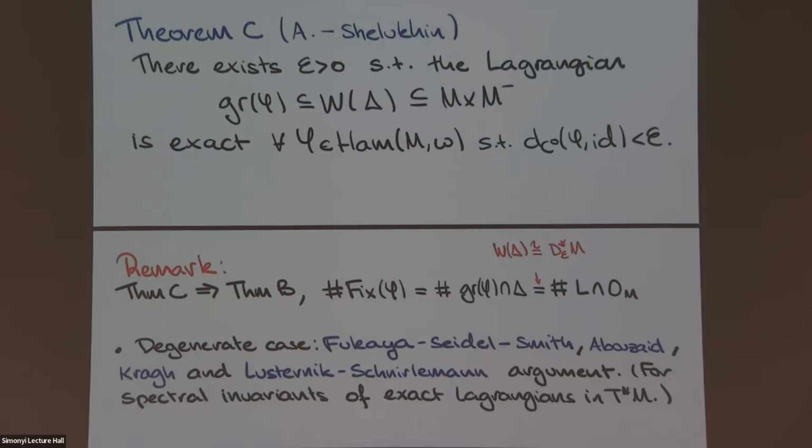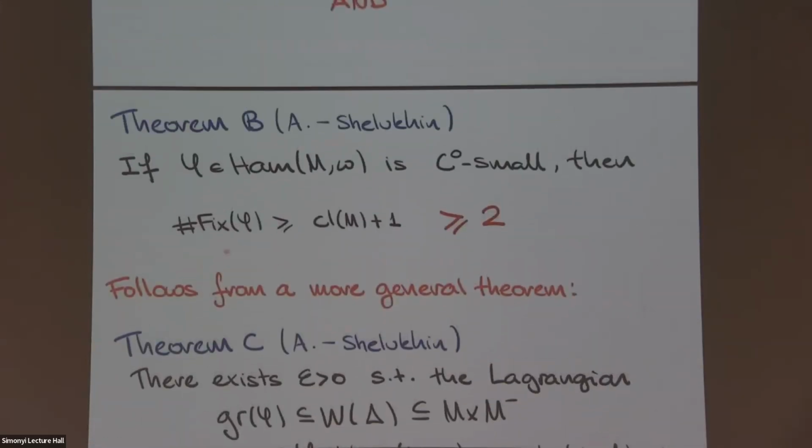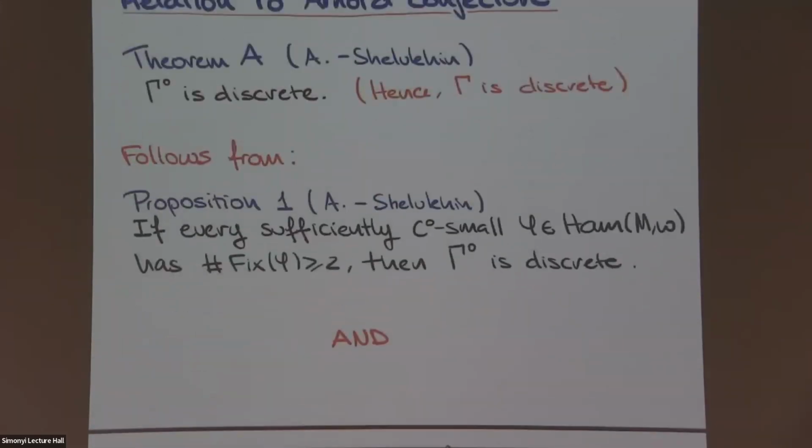So what I mean is that the number of fixed points is going to be equal to the intersections of the Lagrangian graph with the diagonal. And as I said, the theorem implies that this graph is an exact Lagrangian. So now we can use some Lusternik-Schnirelmann type arguments for spectral invariants of exact Lagrangians and obtain the cup length estimate for C0 small Hamiltonians. So now theorem B plus proposition 1 yield theorem A, right? Because we showed that what we wanted to construct doesn't exist, at least if it is sufficiently small.